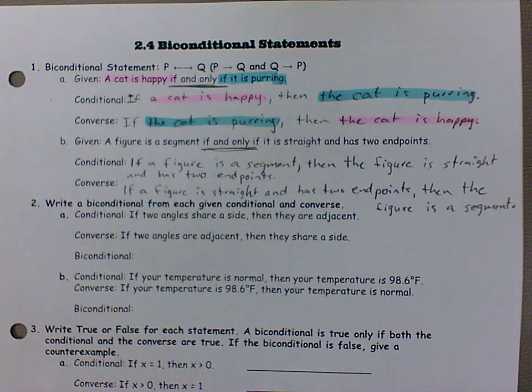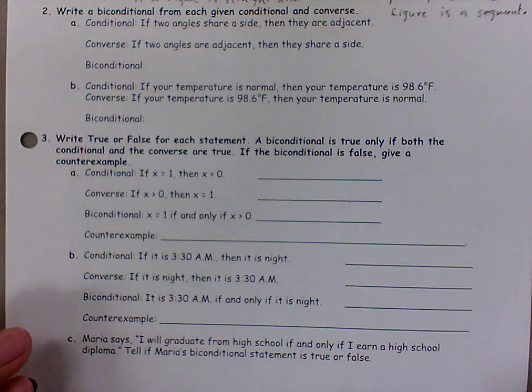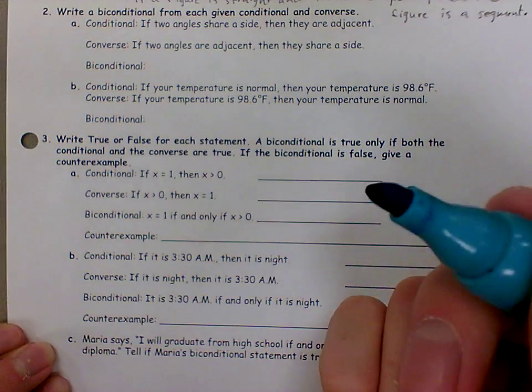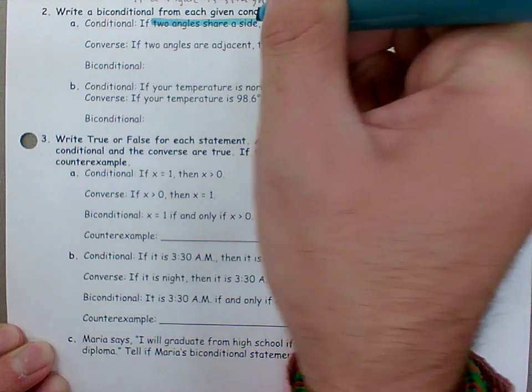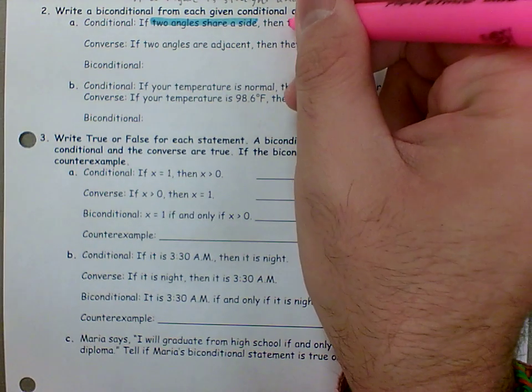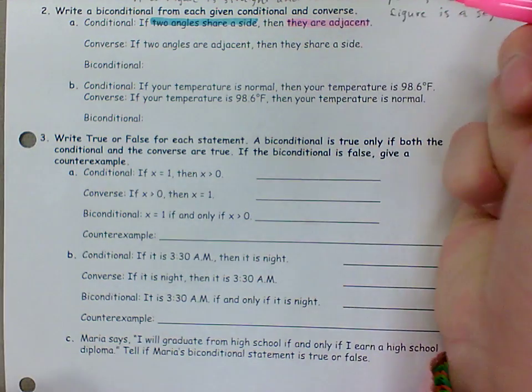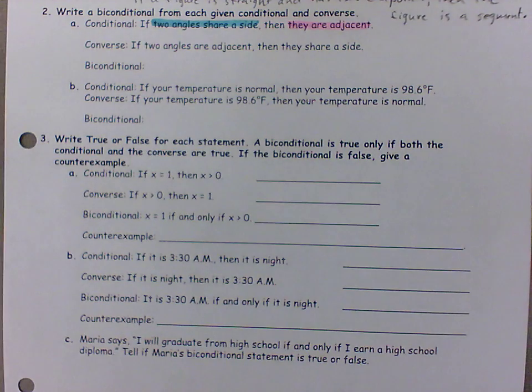All right, question number 2. It tells us to write a biconditional from each of the given conditional and converse. So I'm going to highlight my hypothesis in blue. So if two angles share a side. And then I will highlight the conclusion in red. They are adjacent. So then I can use those two statements to write my biconditional.